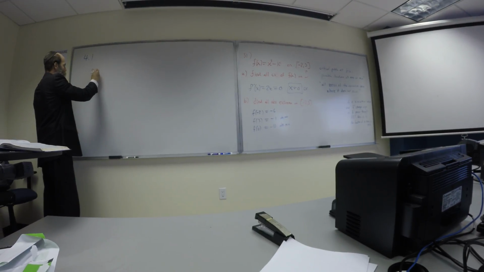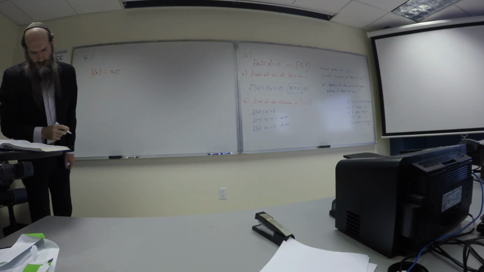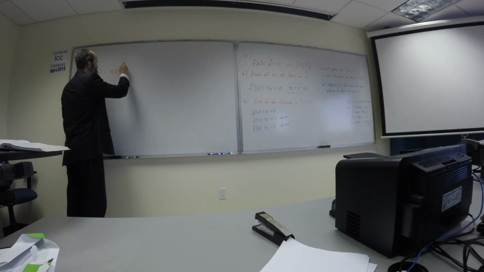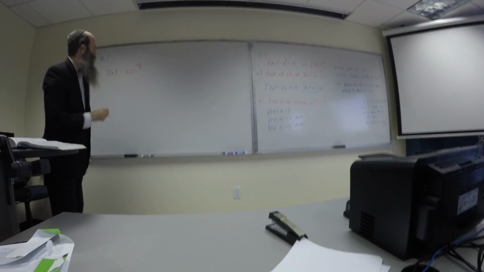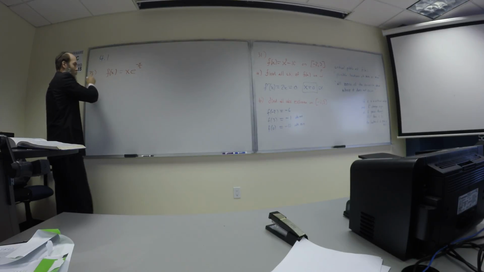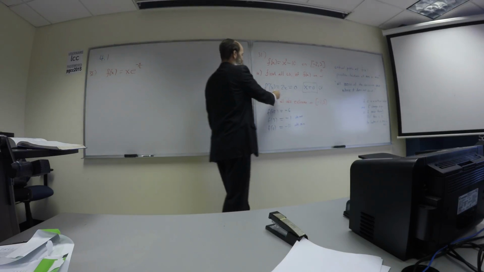The function is x e to the negative x on 2. This requires you to use derivative time. So we got this guy right here.